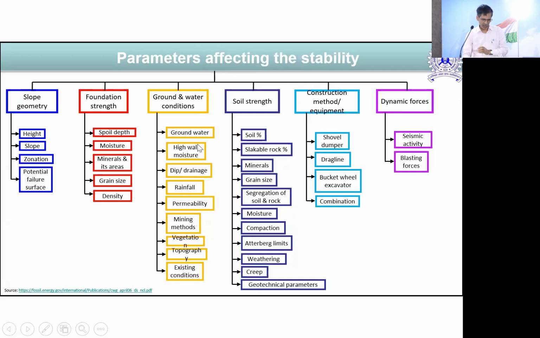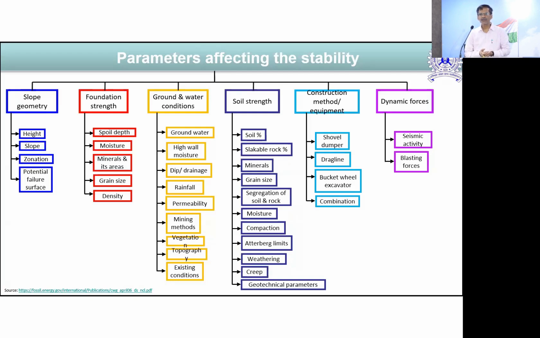In the groundwater there are different factors that also need to be considered, and then foundation strength. This depends particularly when I am talking about spoil, that means the dump, the waste rock, and then the geometry. Zonation is where, suppose I am putting an HDP liner, that makes a zone, or naturally that could also be a zone, if we are putting it on the ground.